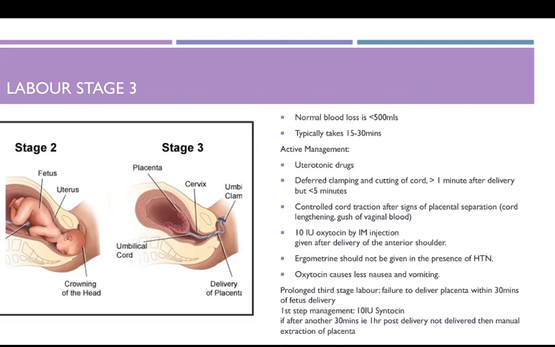So prolonged third stage of labour is when you're unable to deliver the placenta within 30 minutes of fetus delivery. The first step in the management is 10 units of syntocin, and then if after another 30 minutes, so 1 hour post-delivery, it's still not delivered, then you'd need to manually extract the placenta.